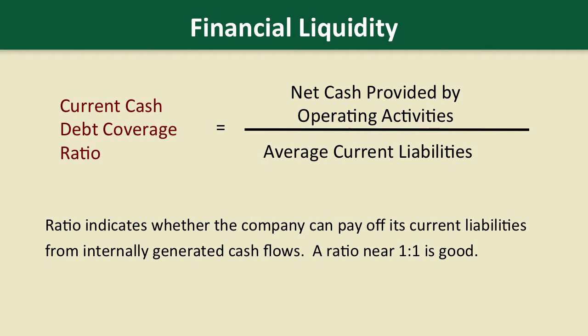People also use operating cash flow to evaluate financial liquidity. For example, we could calculate the current cash debt coverage ratio. It equals operating cash flow divided by average current liabilities. This ratio measures how much operating cash flow this company has to cover every $1 of current liabilities. So this ratio indicates whether the company can pay off its current liabilities from internally generated cash flow.